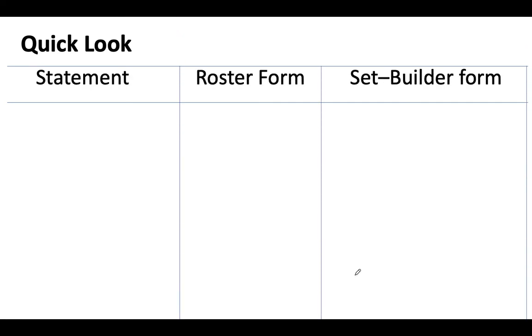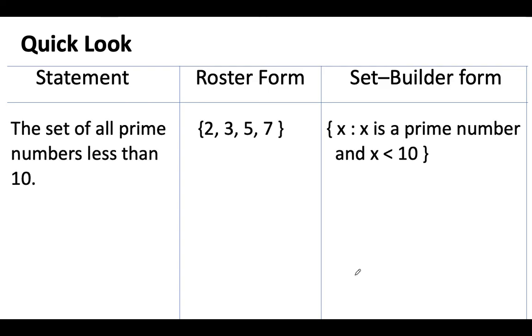Let's now have a very quick look to understand the difference between roster form and set builder form with the help of an example. Suppose I have a statement which says the set of all prime numbers less than 10. Now if I have to write this in roster form, I will list down the elements, that is, all the prime numbers less than 10: 2, 3, 5 and 7. So that is given to us in the form of a list. The same thing if it has to be written in set builder form, we write it as x such that x is a prime number and x is less than 10.